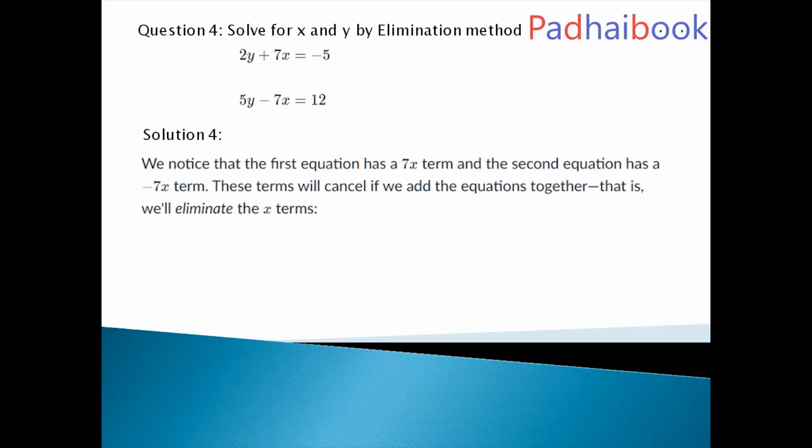Because on adding the two equations, 7x and minus 7x cancel each other and I will get the value of y. So easily we can do it. 7x and minus 7x get cancelled. 2y plus 5y is 7y, minus 5 plus 12 is 7. So I get 7y is equal to 7. So y is equal to 1.